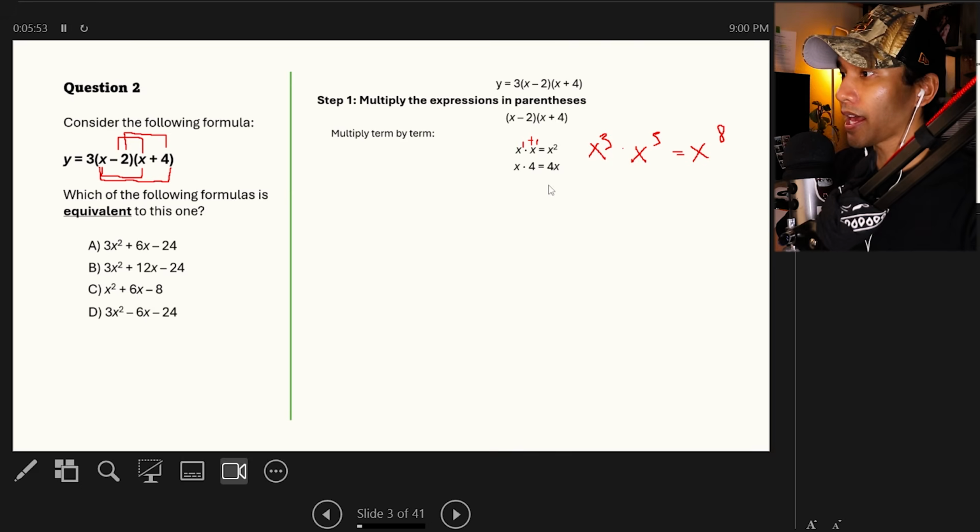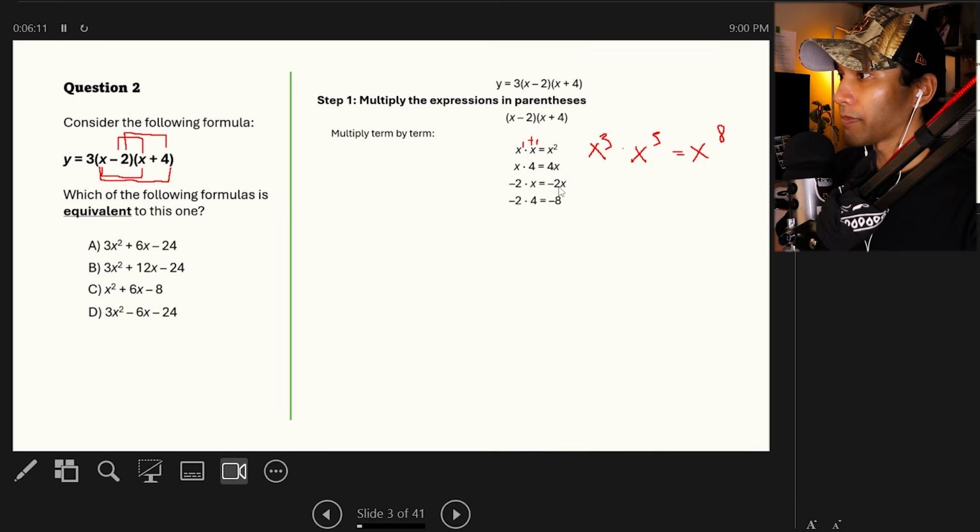-2 times x equals -2x. And then -2 times 4 equaling -8. Remember, anything multiplied by a negative, if it's positive, will always be negative. Okay, so now we're going to add like terms like we did on the previous question.